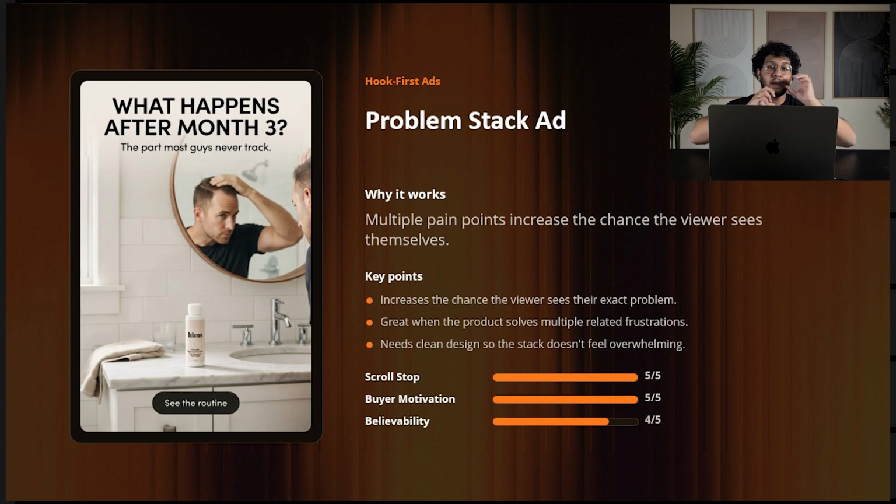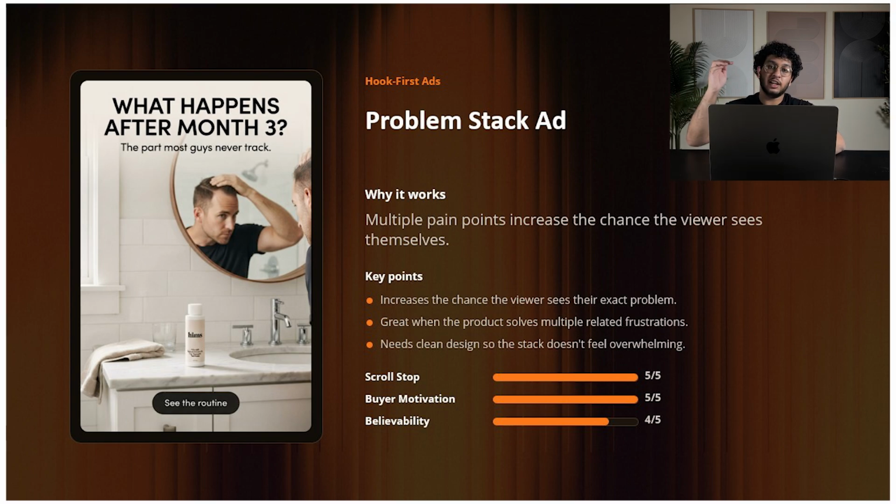Instead of only saying back sore, you say neck tight, back sore, legs dead. That increases the chances the viewer sees themselves in the ad. It works especially well for products that solve a cluster of related problems. The only thing you have to watch for is clutter. If the ad is clean and easy to scan, this is one of the best formats that you can test. If it becomes a wall of text, then it falls apart, but overall it has to go to S tier.